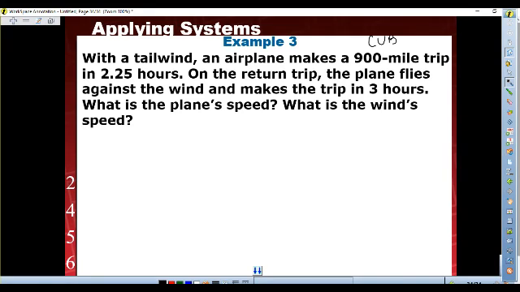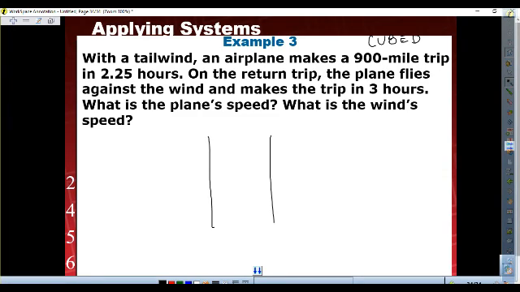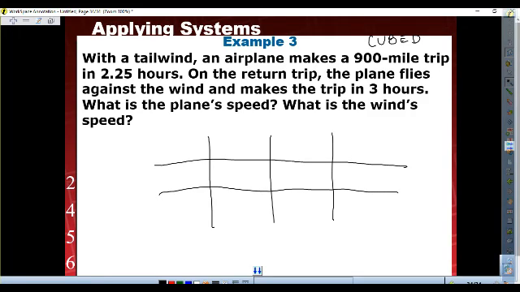For right now, I'm going to go straight to building my table. 1, 2, 3, 2 across. Does this one involve cost? No. Some of you are going to miss it. This is very important, so don't get distracted. It doesn't involve cost. It involves distance, rate, and time. And this is what we call a rate problem.